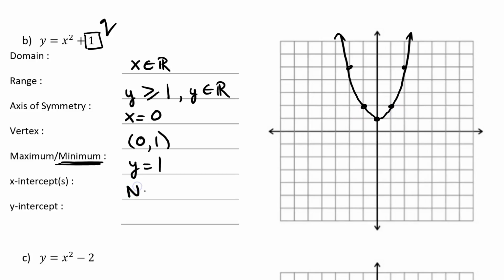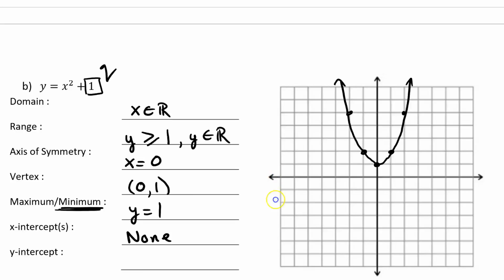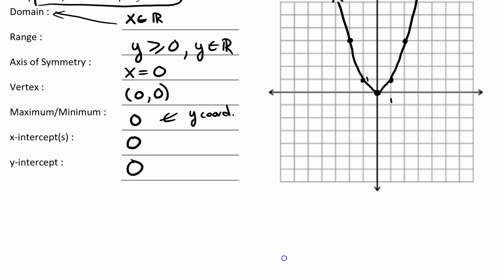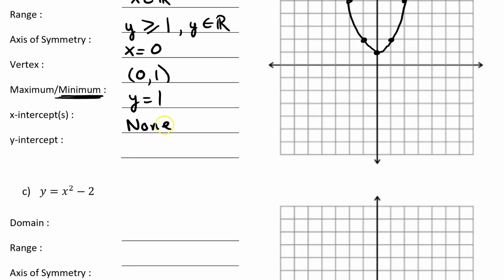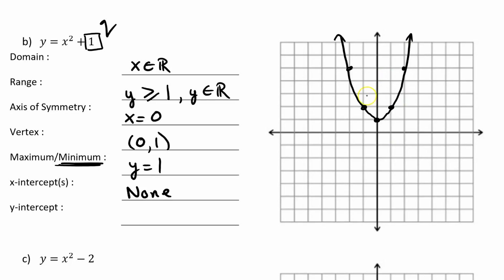Don't say 0, because if you say 0, it means that it's at 0, 0. Okay, I should probably stipulate here that this is x and this is y. But if you say none, it means that it doesn't touch the x-axis. So just as an aside here, oh, I should put my scale in.